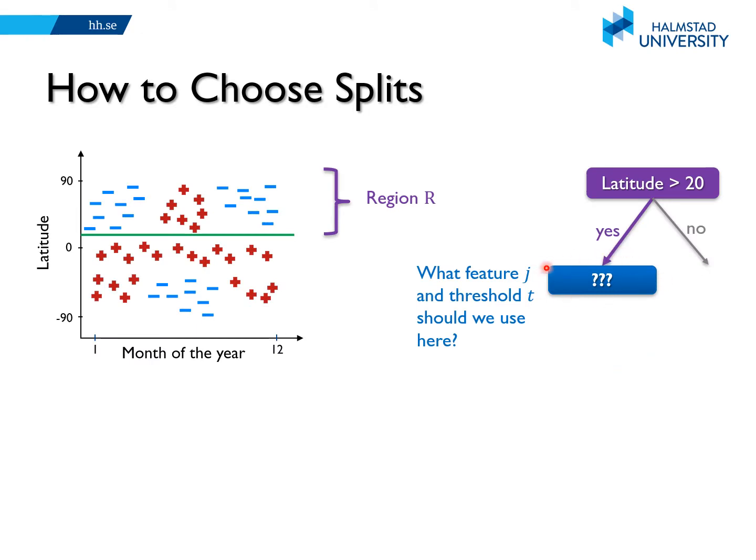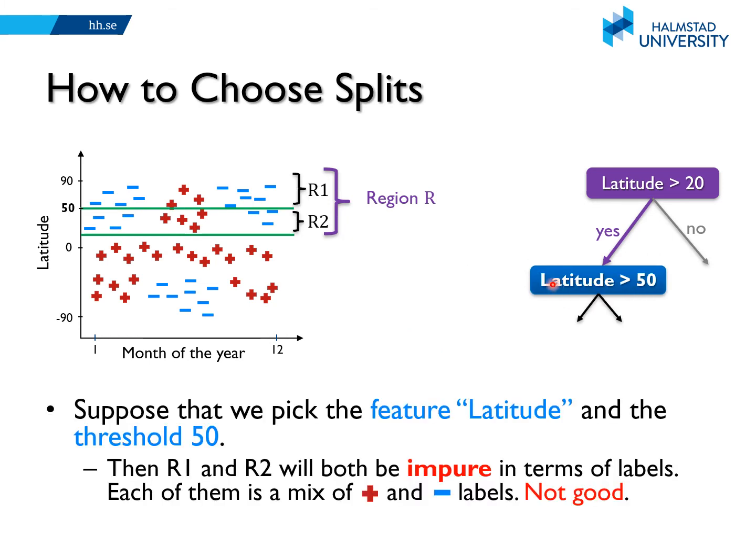Suppose that we want to ask a question at this node. So this is our current region R that we want to split into two more regions. So what feature j and threshold t should we use in order to ask a question here and split this region into two regions? To answer this question, let's try a couple of possibilities. Suppose that we choose to ask this question using latitude and threshold of 50. So we get this split here.